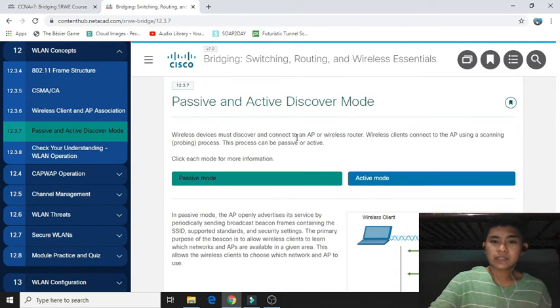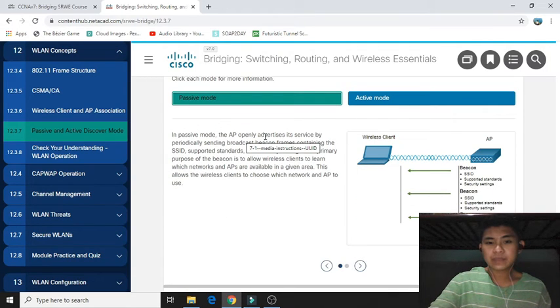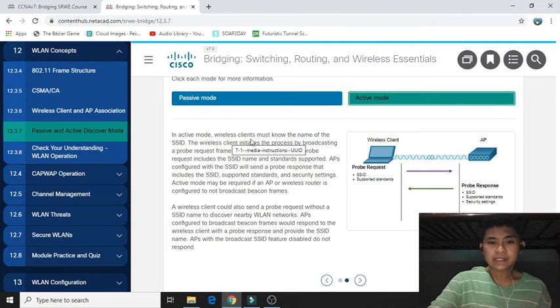The passive and active discovery modes. In passive mode, the AP openly advertises its service by periodically sending broadcast beacon frames containing the SSID, supported standards, and security settings. In the active mode, wireless clients must know the name of the SSID.